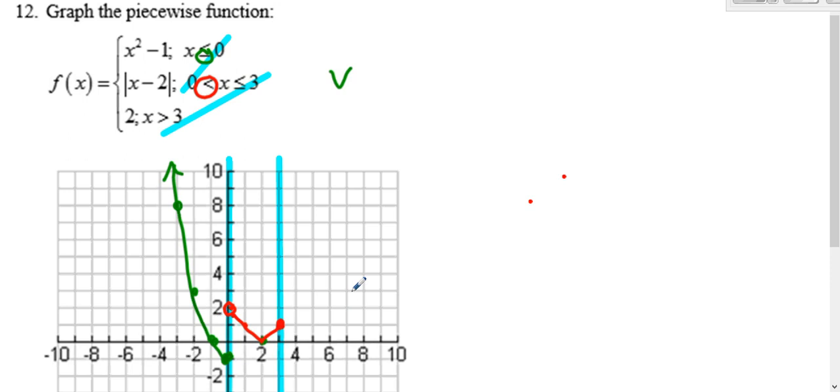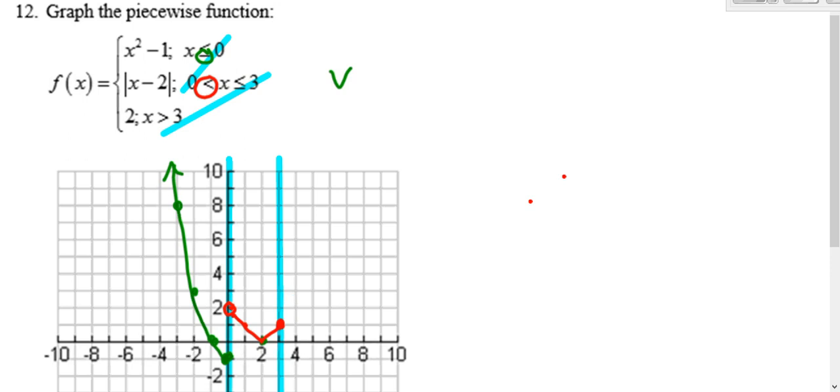Now, if you would rather not graph this way, if you just want to plug in points, you can plug in points. Plug in 0 here. You get 0 minus 2. Absolute value is 2. So that's why it's an open circle up there. Plug in the other boundary. Plug in 3. 3 minus 2 is 1. Absolute value is 1. That's why it's at 1. You can just plug in points.